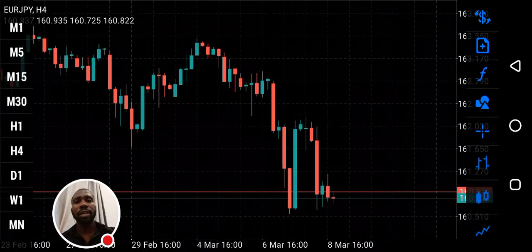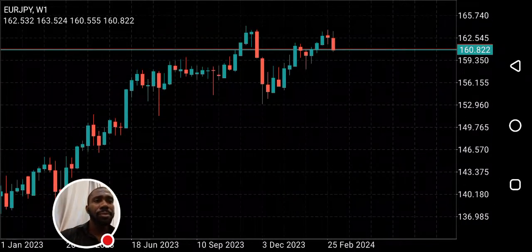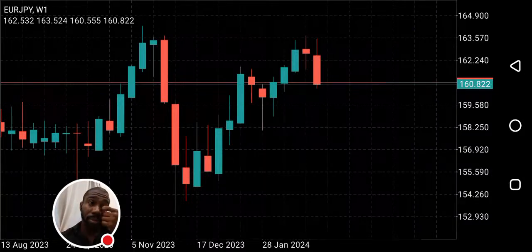So let's start with the weekly time frame. It's obvious that EJ is bearish at the moment. EJ is bearish. You can see the pattern. This is a bearish reversal pattern.